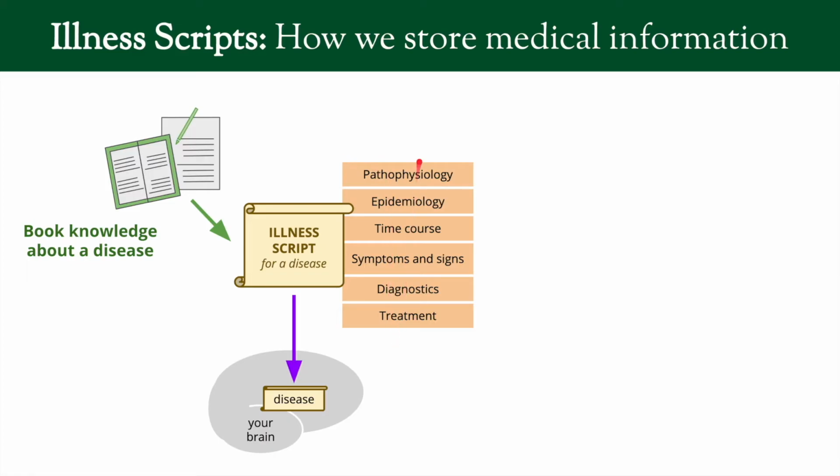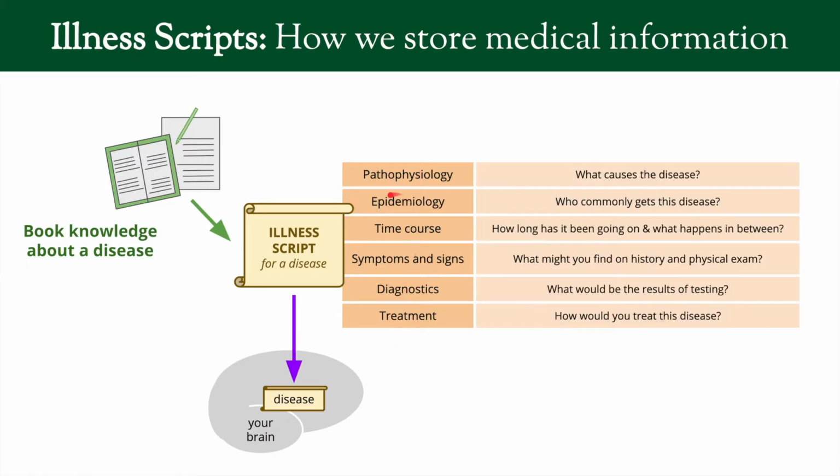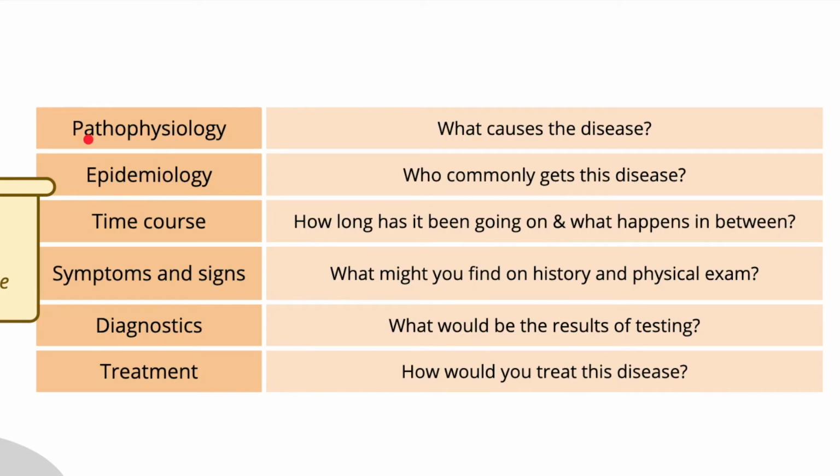So let's talk about what is inside of an illness script. And there's various components here. So pathophysiology is what causes the disease. Epidemiology is who commonly gets the disease. So these are the risk factors. So if the who of your patient matches the who of the disease in the illness script, then they're maybe more likely to get this disease.